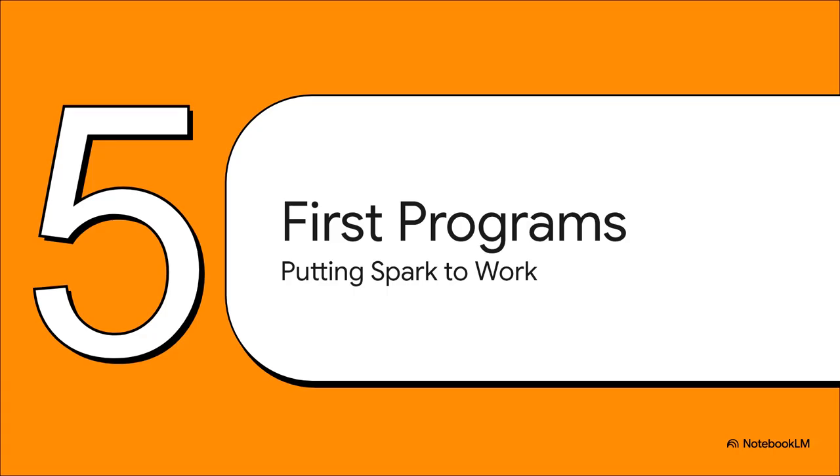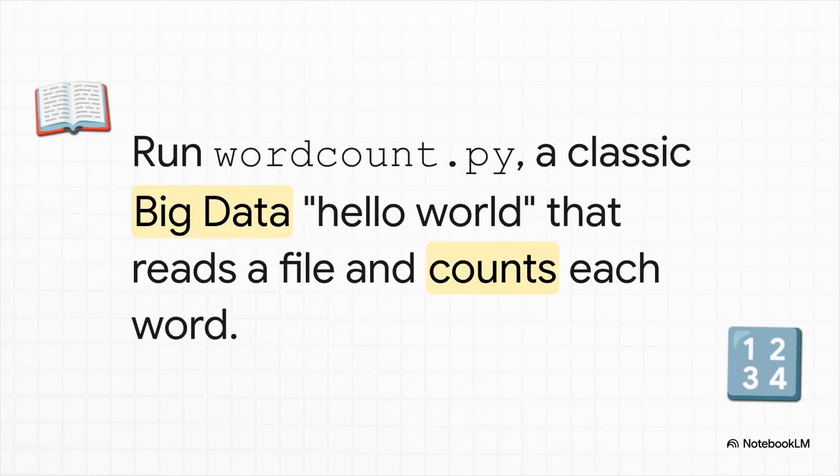So now that we know it works, let's actually submit a couple of jobs and see what this thing can really do. For our first test drive, we're going to run a classic, the word count program. This is basically the hello world of distributed computing. It's a simple Python script that tells Spark to read its own README file, split it into words, and count up how many times each one appears. It's a perfect first test of its data processing abilities.